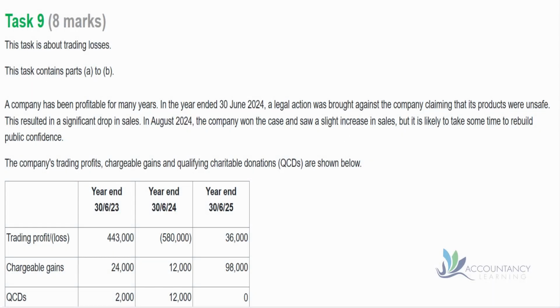This is task 9 from the first sample assessment of business tax. So task 9 is about trading losses. Now the complication with trading losses is that the rules are different for companies and individuals. So you do need to pay careful attention to this.